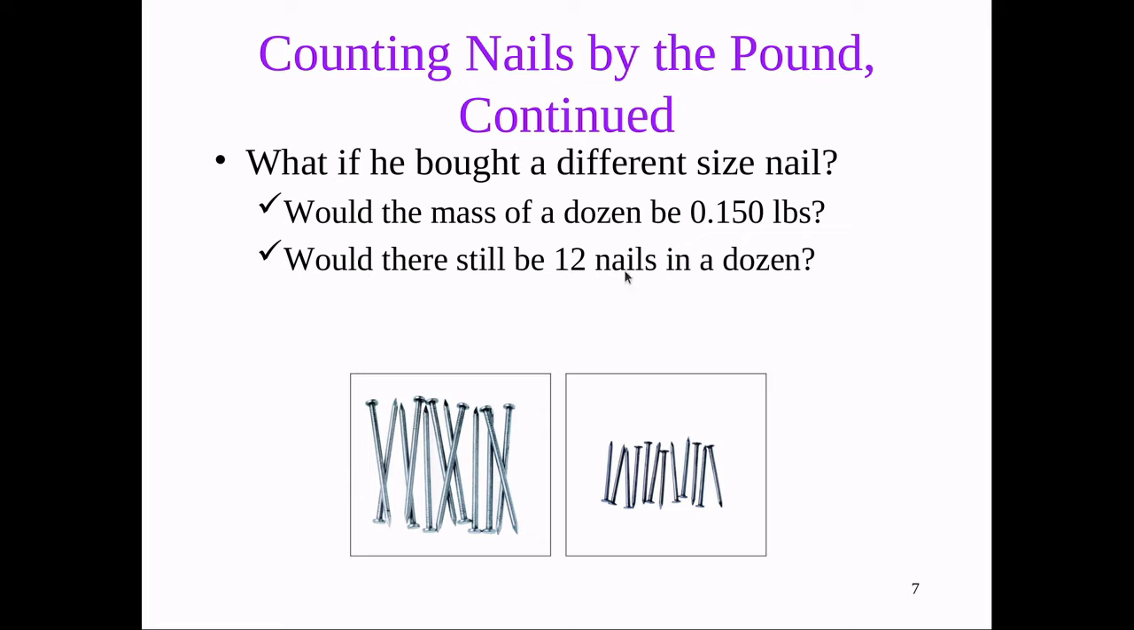Would there still be 12 nails in a dozen? Yes, right? There's always 12 things in a dozen. That's what a dozen is by definition. Would there be 208 nails in 2.60 pounds? No, right? If you bought larger nails, you would get fewer nails for that weight. If you bought smaller nails, you'd get more nails for that much weight.